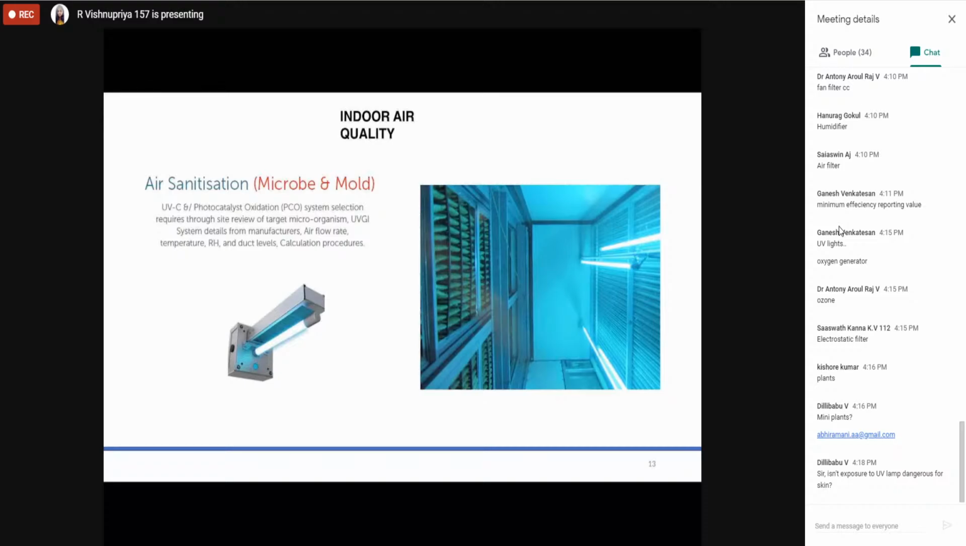Nowadays, everybody has come up with a UV lamp. You have to place it. Maybe in our project also, we will have a UV lamp provision that is going to remove some amount of virus or something like that, which interacts with airborne diseases. Okay. Next slide, please.